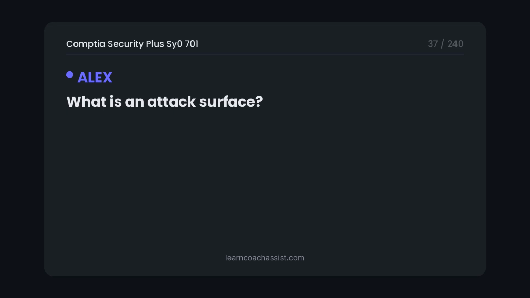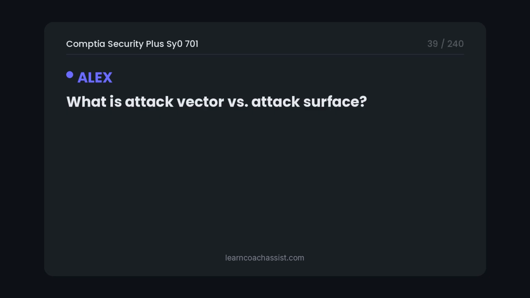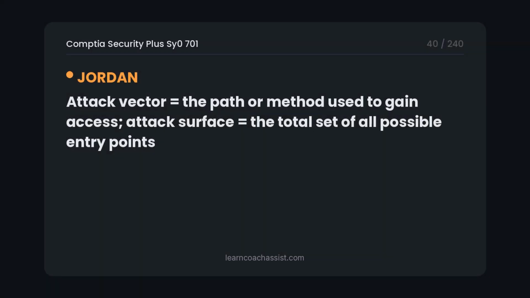What is an attack surface? The sum of all points where an unauthorized user can attempt to enter or extract data from a system. What is attack vector versus attack surface? Attack vector equals the path or method used to gain access. Attack surface equals the total set of all possible entry points.